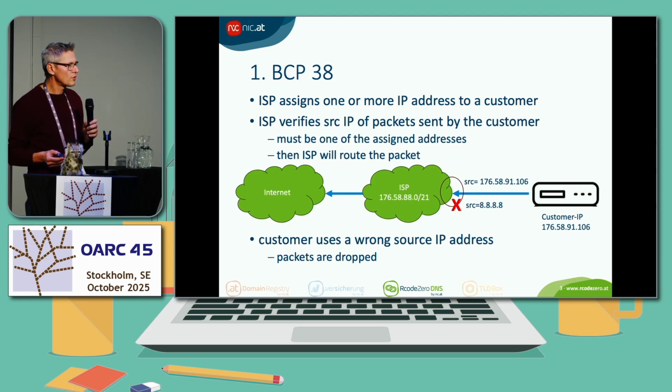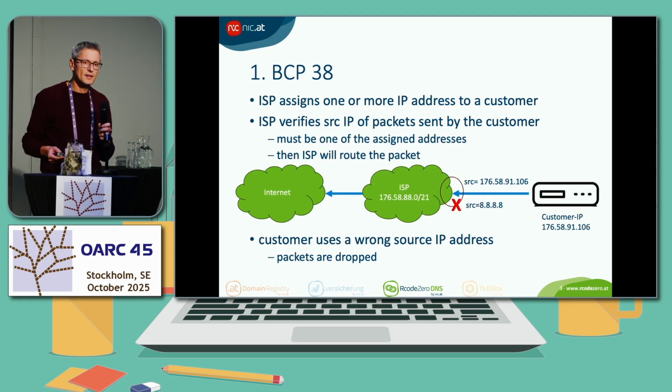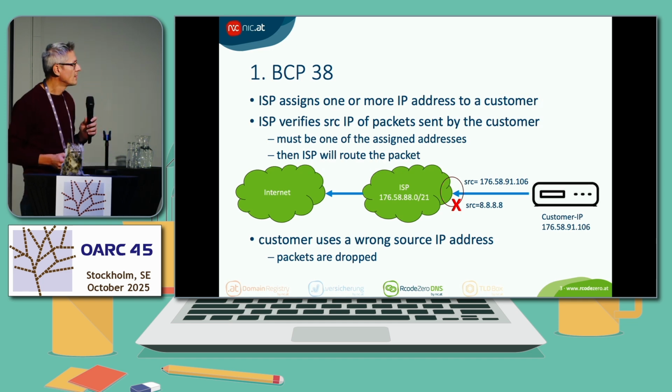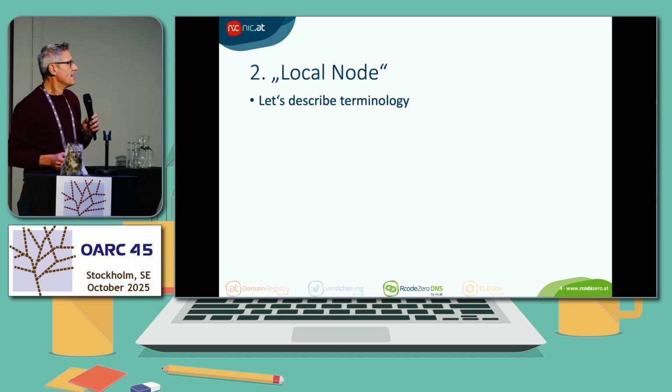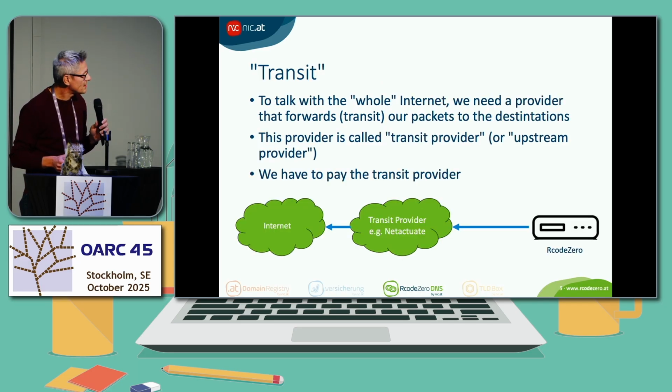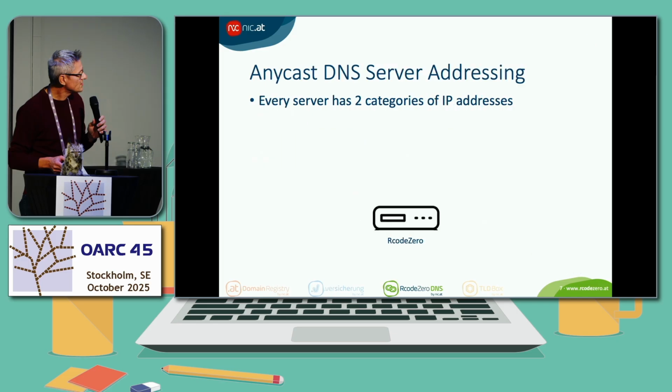It's also called reverse path filtering, and it prevents clients from spoofing the IP address of somebody else. And there are already server providers which do that. There are, of course, providers which don't do filtering, but there are many good providers which do. The second thing is a local node. I have to skip some slides here for time reasons.